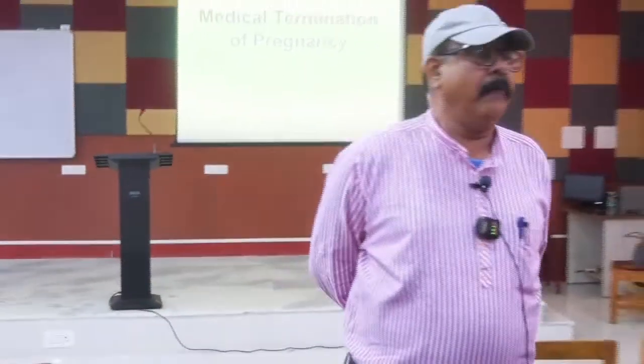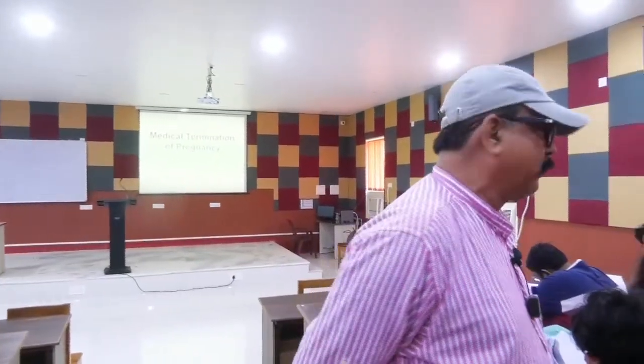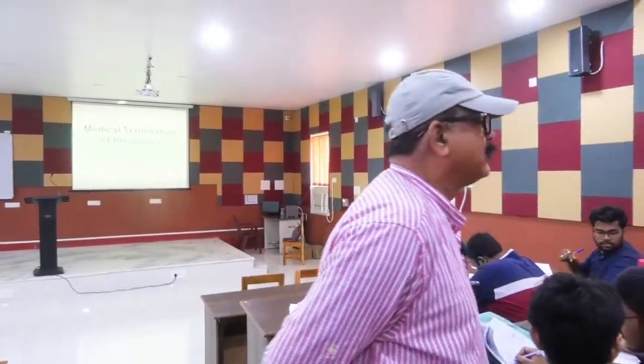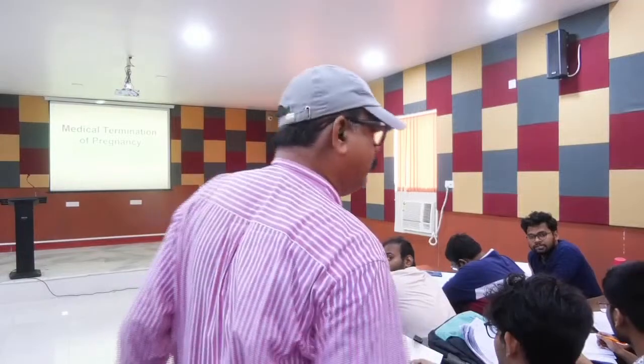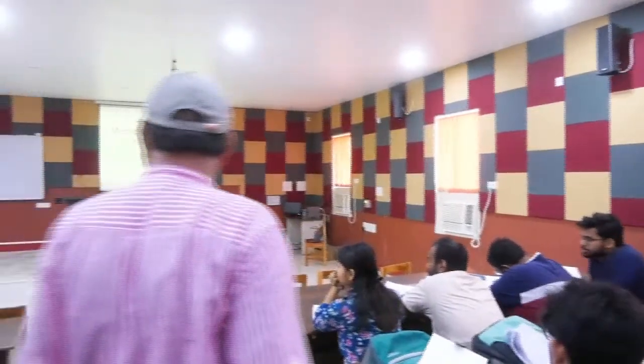What is blighted ovum? It is defined as a gestational sac which does not have a fetal pool in it. When you do an ultrasound, this is an ultrasound finding, blighted ovum. Clinically, you cannot say. When you do an ultrasound, you will see a gestational sac, maybe 6 weeks, maybe 8 weeks, maybe 10 weeks, but the fetal pool will not be there. That is called blighted ovum.